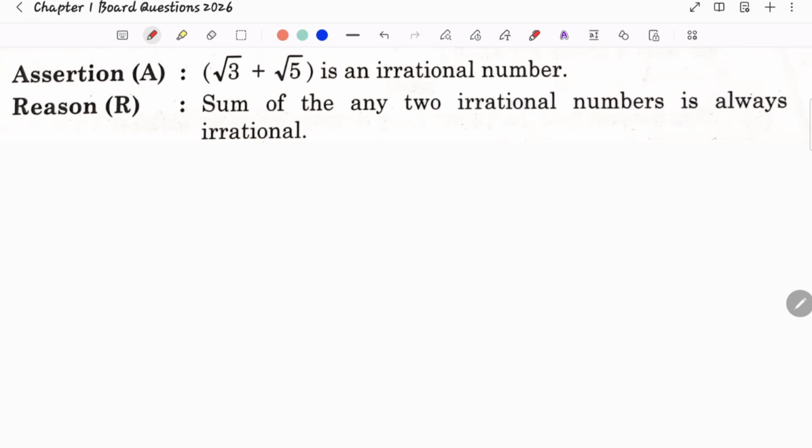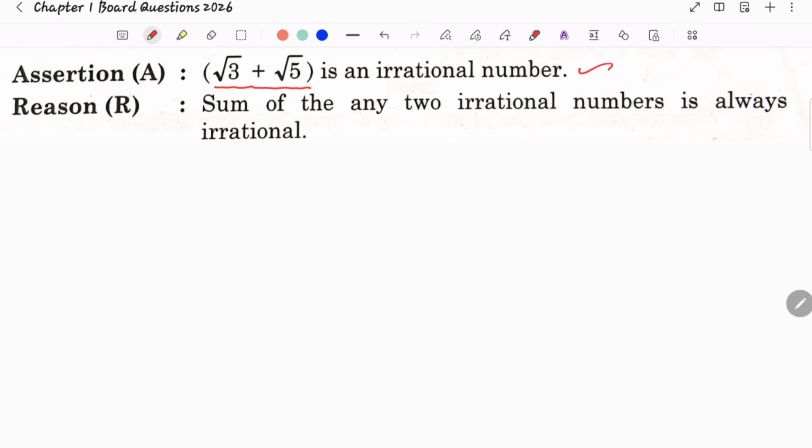Next problem. Assertion reason question. The given assertion statement is root 3 plus root 5 is an irrational number. We know the proof. Root 3 is irrational, root 5 is irrational, so root 3 plus root 5 is also irrational. Root 3 plus root 5 is always irrational. So we can prove this. So the statement is true. The assertion statement is true.